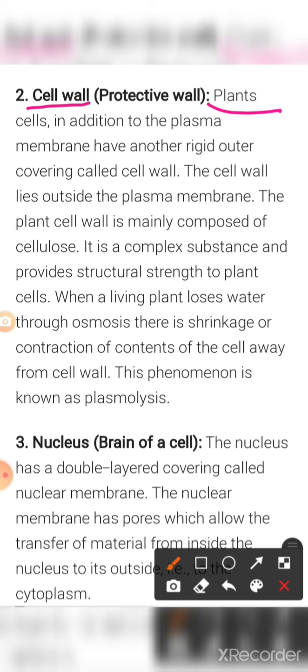The nucleus, brain of the cell. The nucleus has a double-layered covering called the nuclear membrane. Now, see students, till now we learnt about the cell membrane, and now there is a new word, which is nothing but the nuclear membrane. Just think of it as a membrane only. Don't be confused: this is the cell membrane and this is the nuclear membrane.